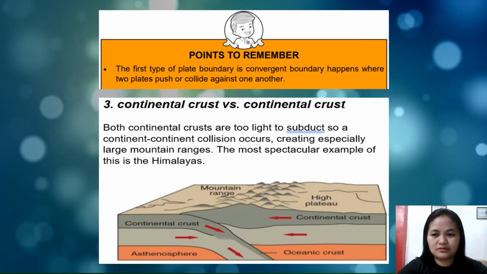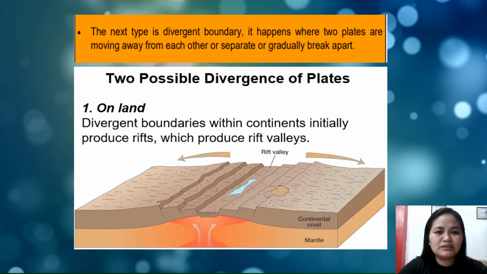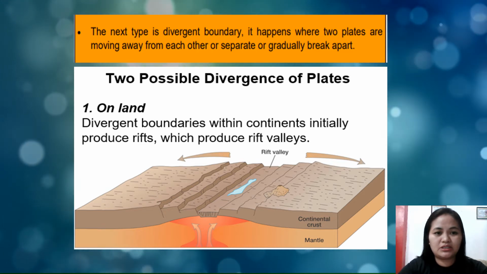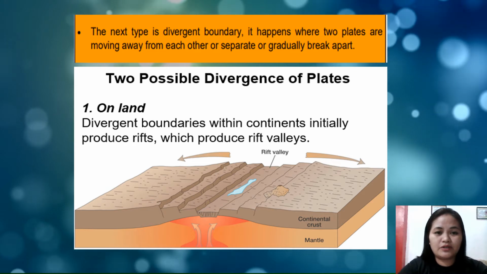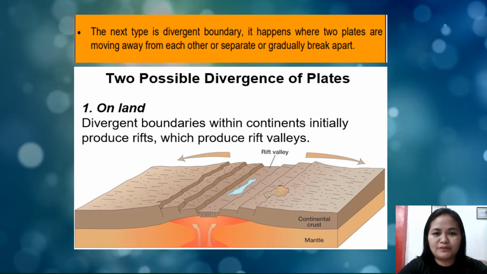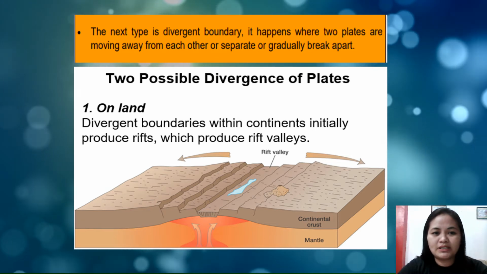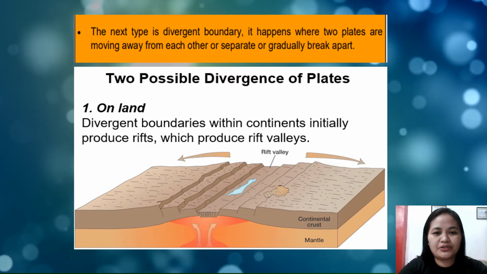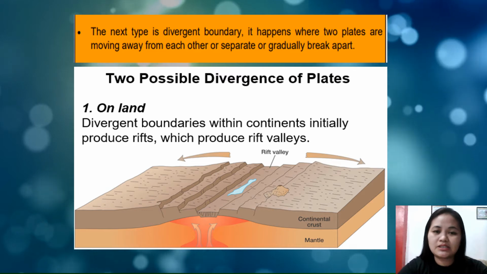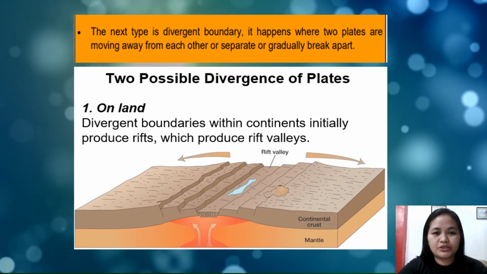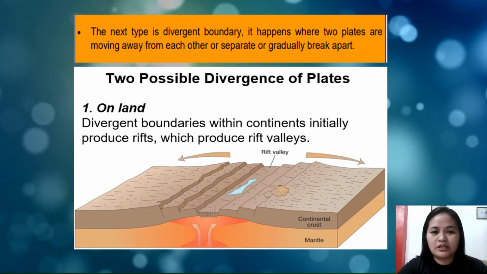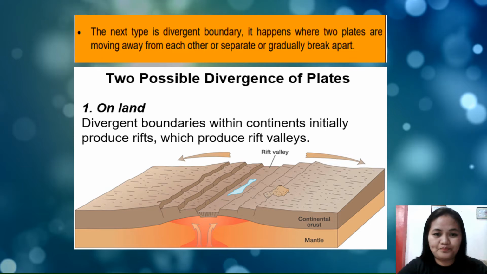Next. The second, this is the second point to remember in your activity sheet, this orange. But of course, you have your black and white. The next type is divergent boundary. It happens where two plates are moving away from each other or separate or gradually break apart. This is just actually the counterpart or the opposite of convergent boundary. So in love life, when we say diverge, then you break up.